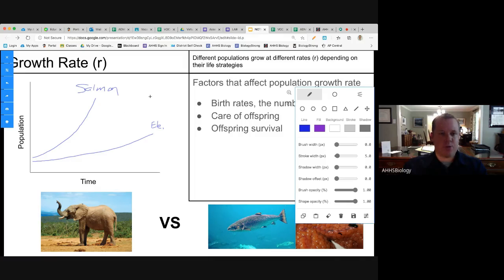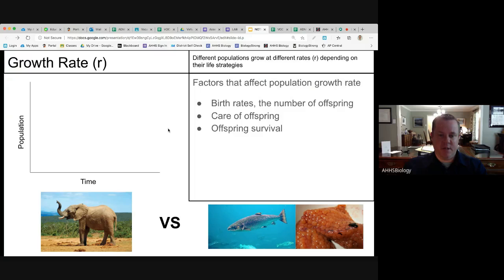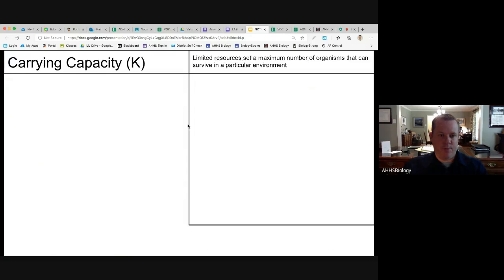And hopefully you're also realizing, well, that's not possible, because all of a sudden we're way up here and we've got millions and millions of salmon in this one tiny river. And that's not okay either. And that's where you get to the second part of this growth curve. We call that the carrying capacity. Limited resources can set a maximum number of organisms that can survive in a particular environment.